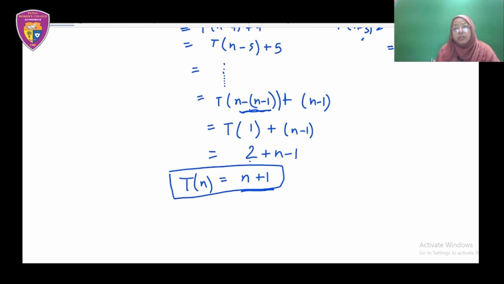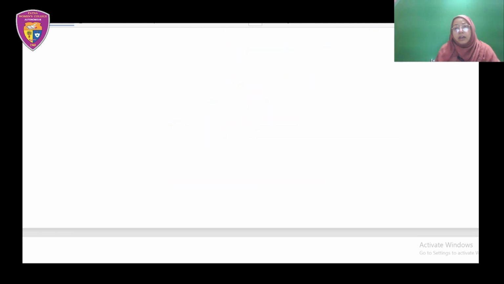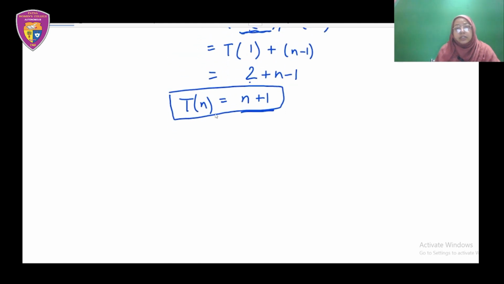Now when you are asked to find the complexity of this T of n, you can write that it is order of n.